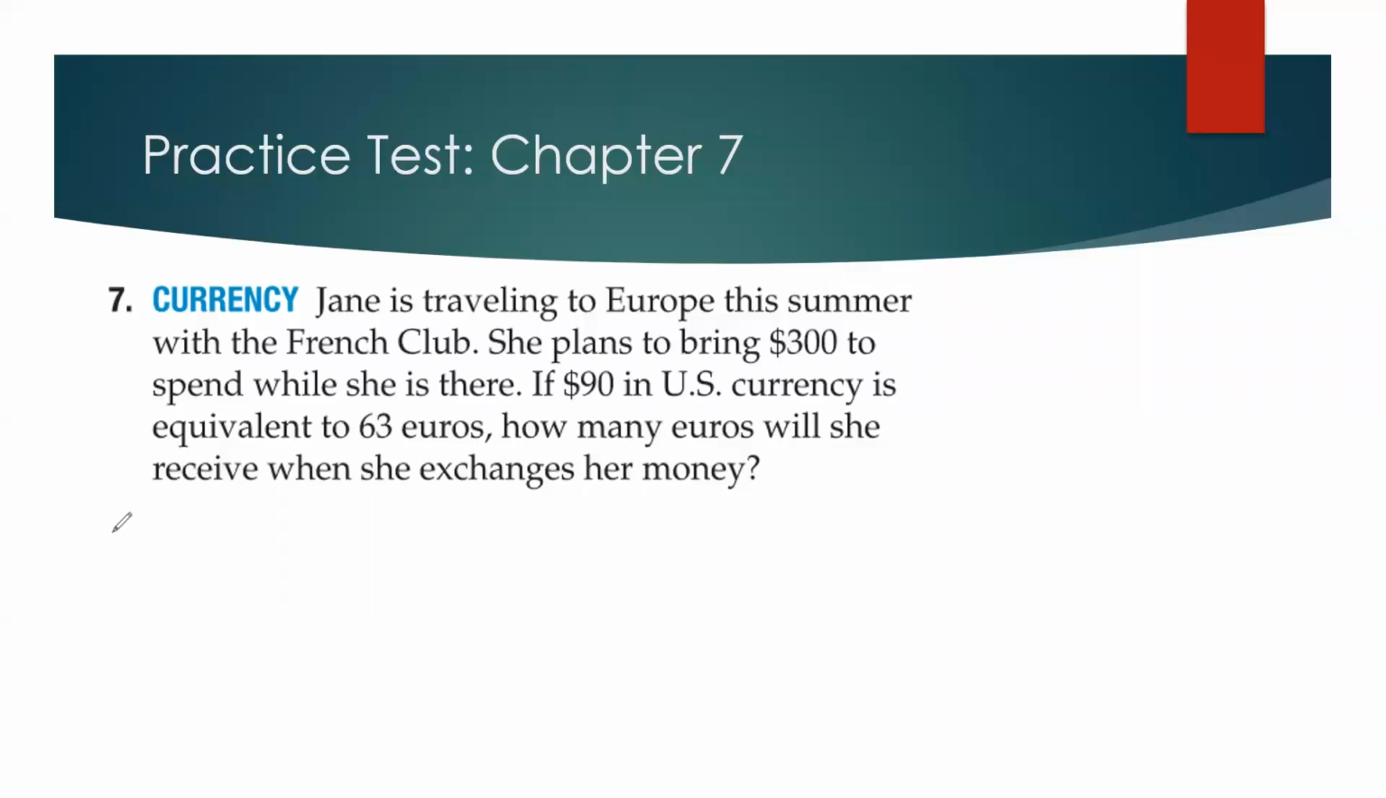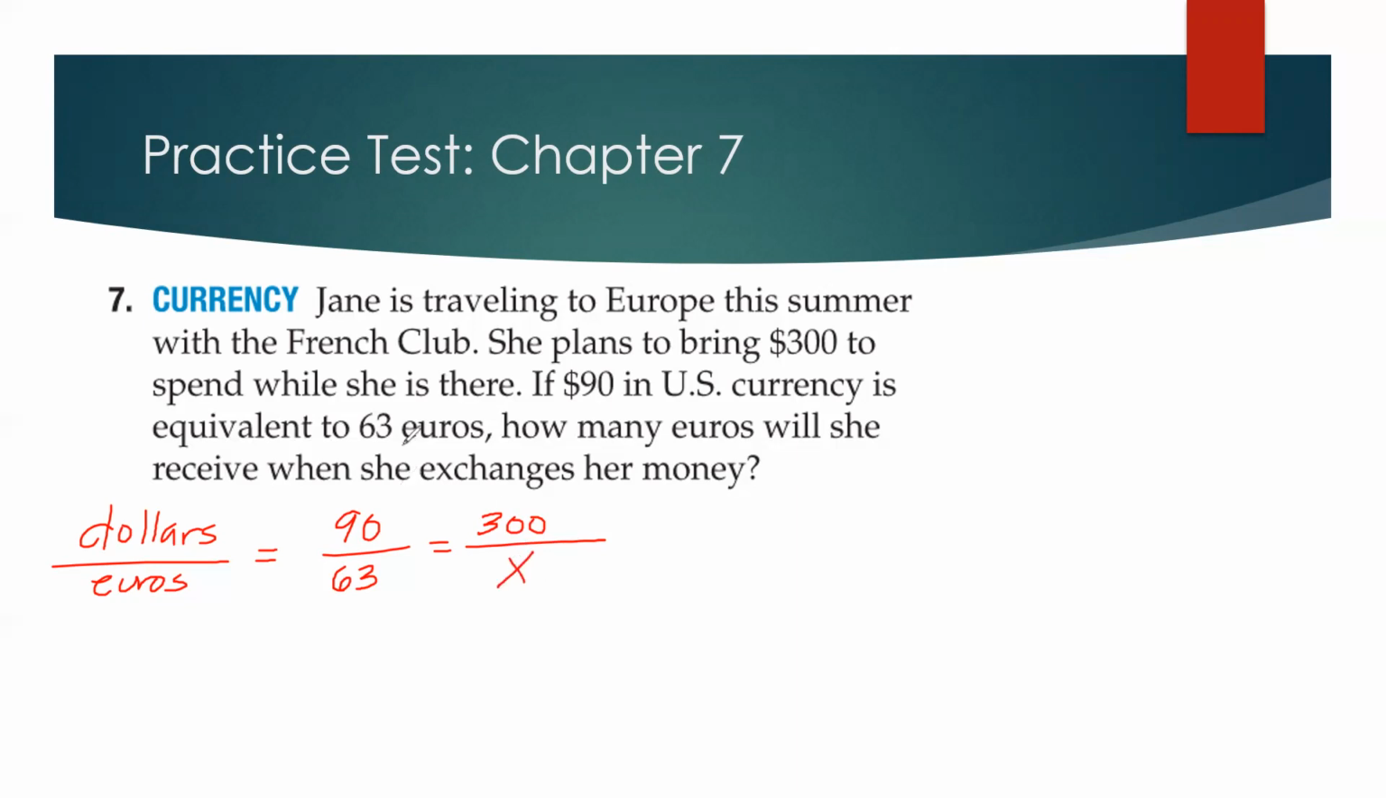So we are comparing dollars to euros, okay? And we know that $90 is equivalent to 63 euros. And we want to know if she plans to bring $300, how many euros is that? So $300 is going to be our numerator. We're comparing dollars to euros. And then our denominator is going to be x.